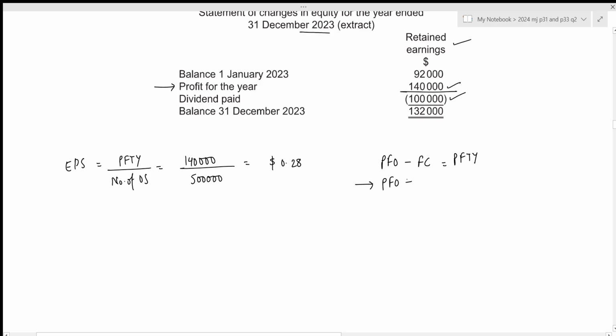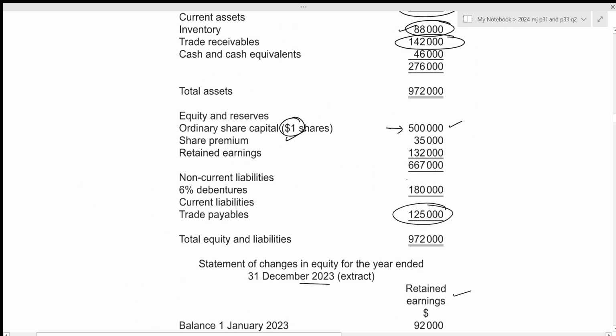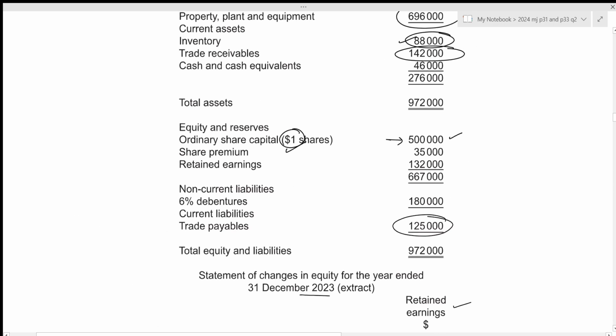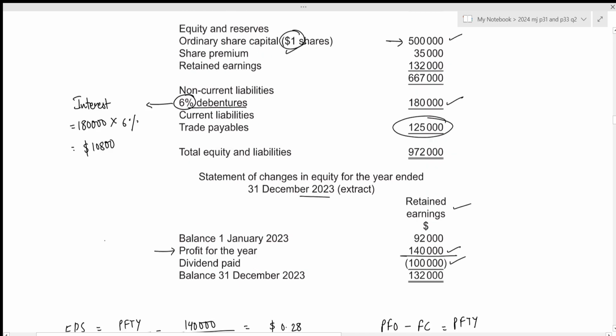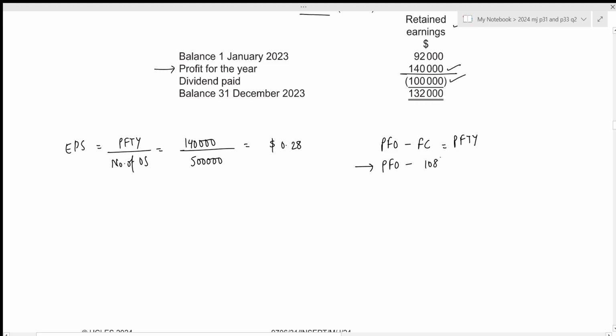So finance cost is just going to be the interest payable, which is the interest charge, and that will be on our non-current liability, which in this case is a 6% debenture. So the interest on this debenture is just going to be the debenture amount of 180,000 times the debenture interest rate of 6%, which will result in the value of 10,800. So that is our interest payable as well as the finance cost. Then profit for the year is given to be 140,000. Now profit from operations is just going to be 140,000 plus 10,800, which results in 150,800.